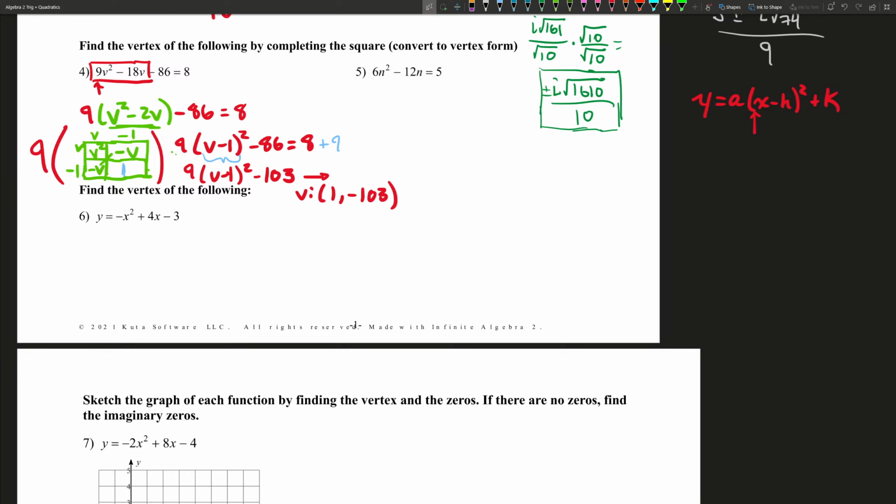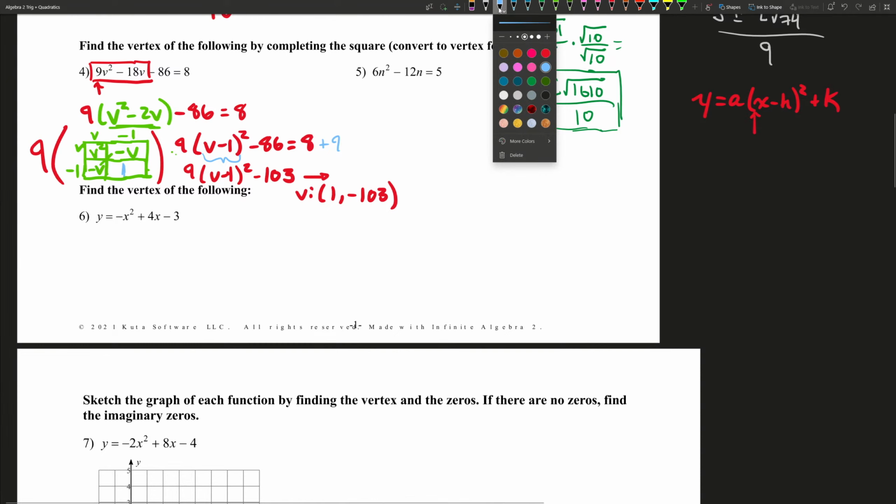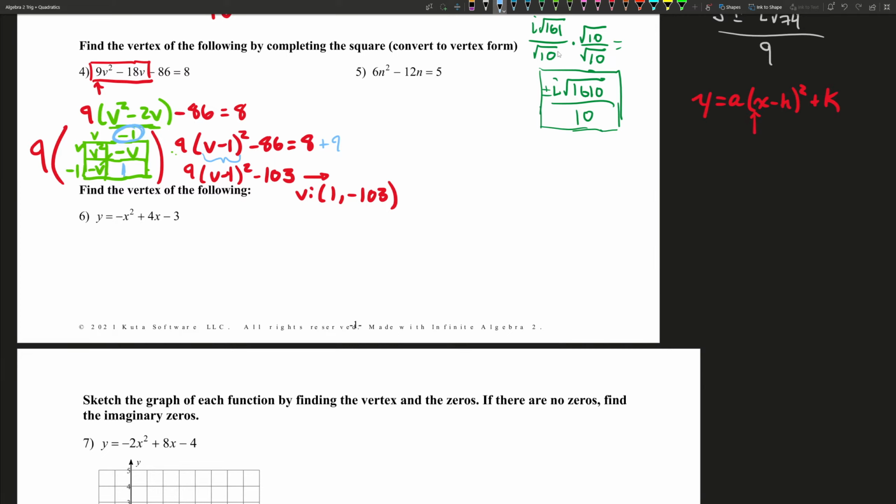So in the vertex form, you change the sign of the 1 in the equation? No, you don't change the sign. The reason it's positive 1 is you're multiplying this negative 1 and this negative 1. So you're not really changing the sign. It just happens that we're multiplying two negatives together.